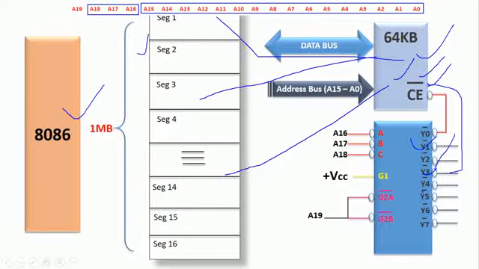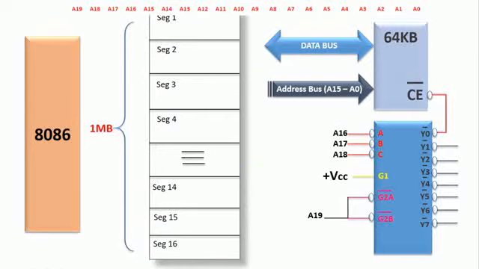So based on the output lines of your address decoder, the mapping of the memory device into a specific block, that is a segment, changes. Now let us see, based on this particular construction, to which segment this memory device is mapped. That is the question.